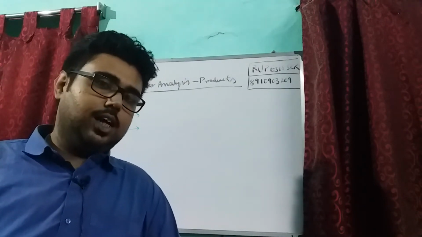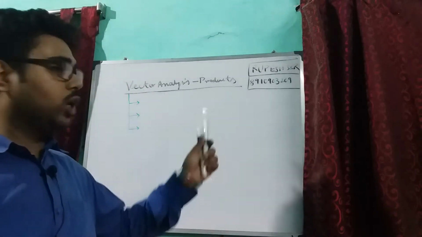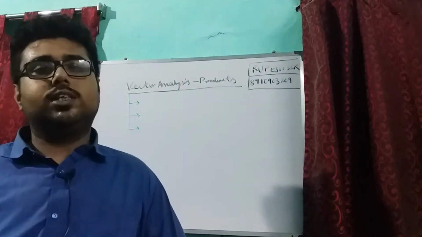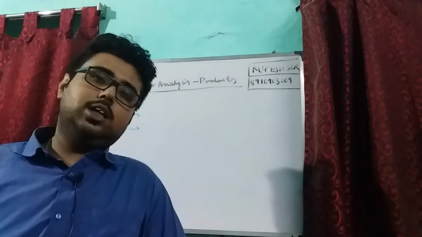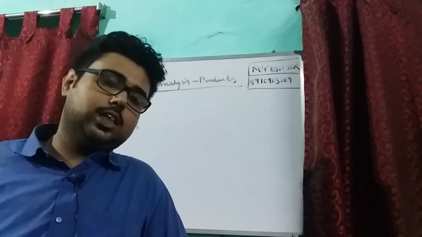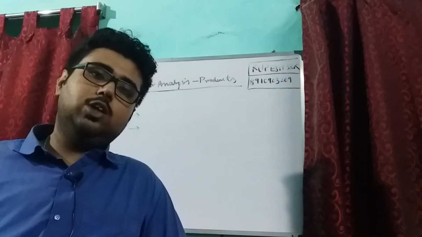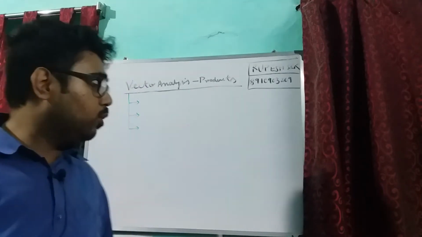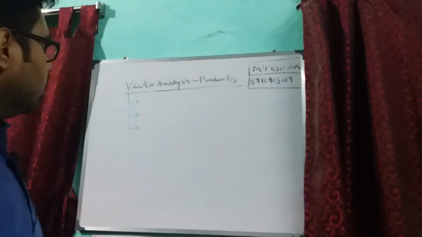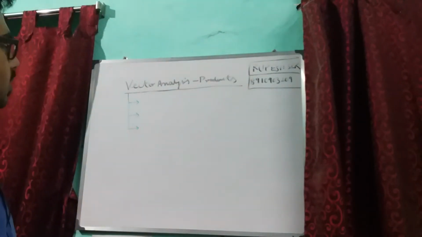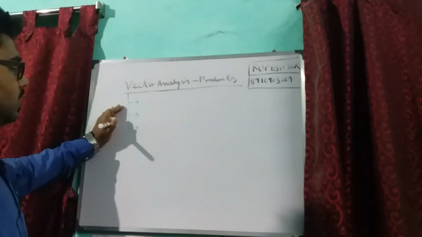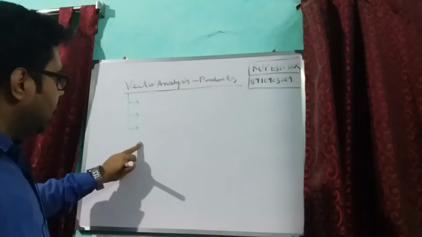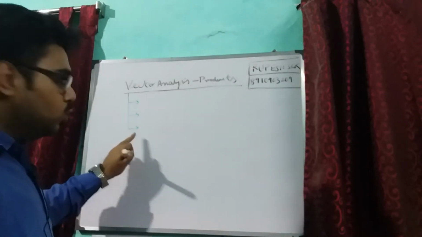Today we are going to discuss vector analysis, the product part. Now, we all know what a scalar quantity is and what a vector quantity is, right? A scalar quantity has only magnitude and no direction, but a vector quantity has both magnitude as well as direction. Today we are going to discuss the product part. We have four types of products in vector analysis. Mainly three types we are going to discuss, and we will further divide the third part into two subparts.